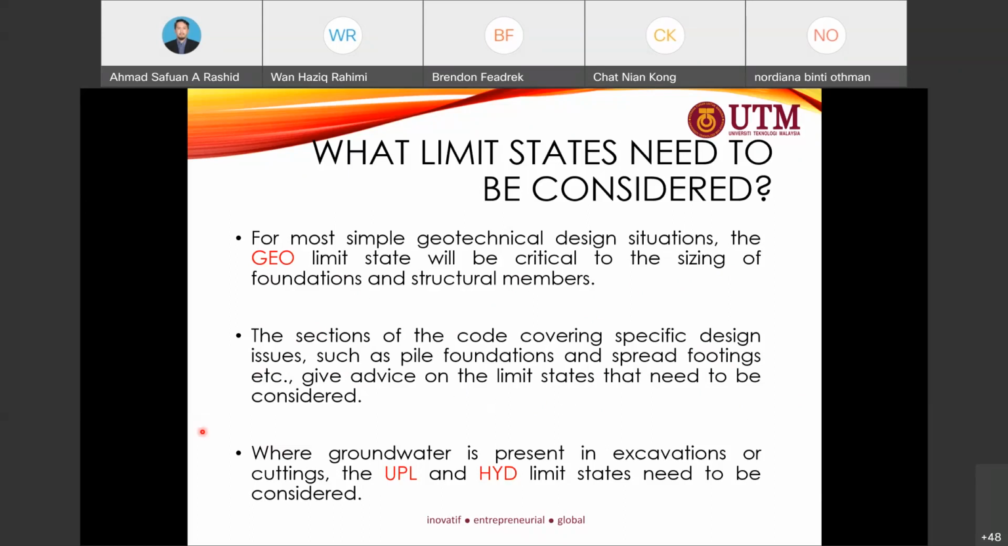Where groundwater is present in excavation or cutting, the UPL and HYD limit states need to be considered. Because we are not discussing excavation or cutting in shallow and deep foundation, that's why we do not use the UPL and HYD.